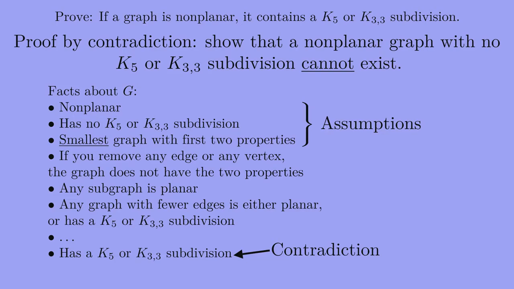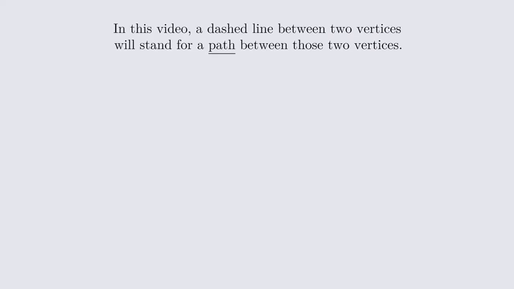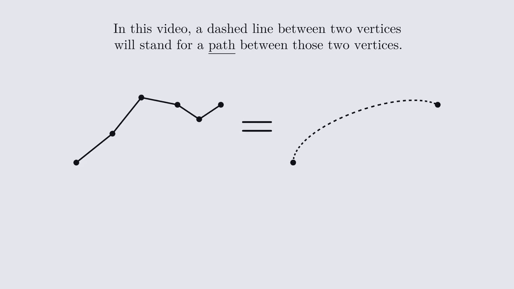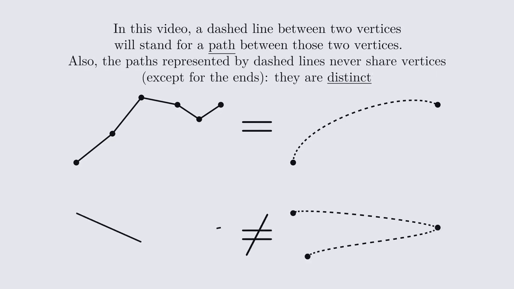How do we show it has a K5 or K33? Convention break! In this video, a dashed line will stand for a path between two vertices. And additionally, two dashed lines will represent two distinct paths, paths that don't share any vertices in the middle.